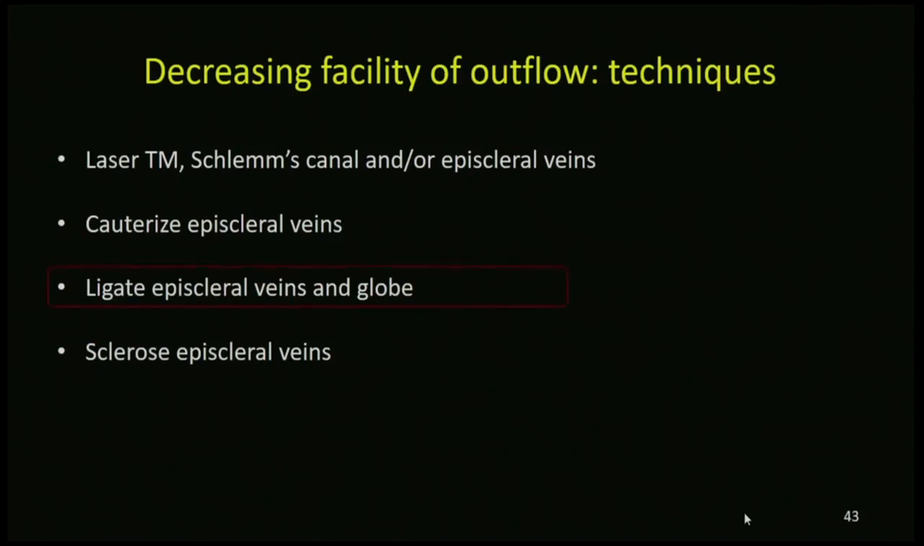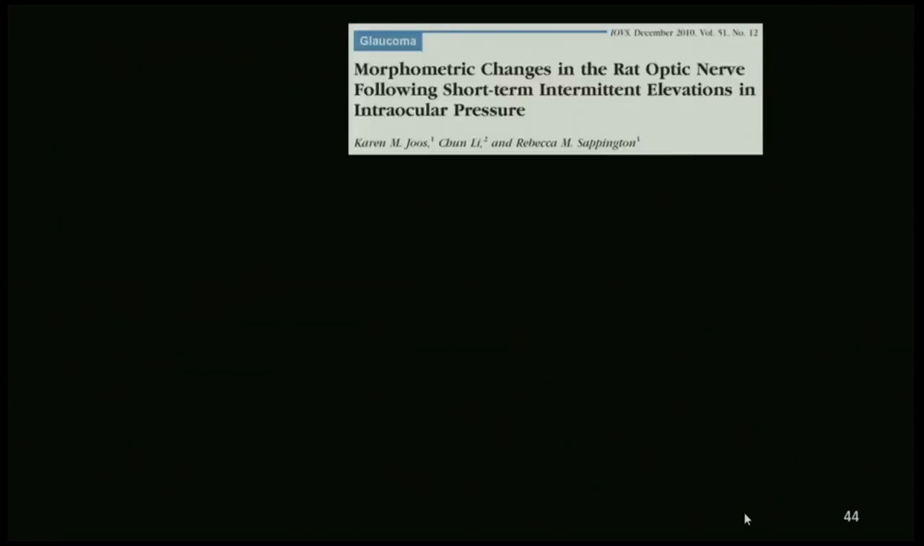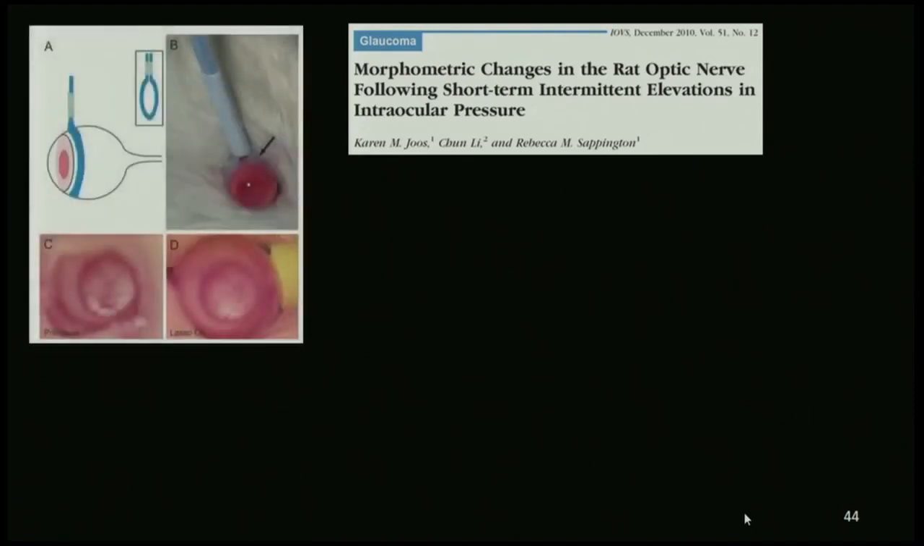So then let's move on to ligating episcleral veins and ligating the globe. So this was a paper that was published by Karen Juice and colleagues. And what they did was they developed a lasso that would go around the eye. And here in the schematic, it shows it going around the limbus, which is probably where you want to put this lasso. You know, if you're further back at the equator, you can occlude the vortex veins, again, as we talked about. And if you're further back, you can actually occlude the nerve head. And so you don't want to be that far back. You want to be right at the limbus.